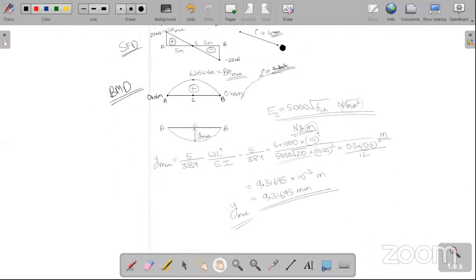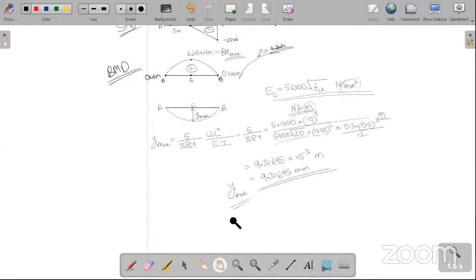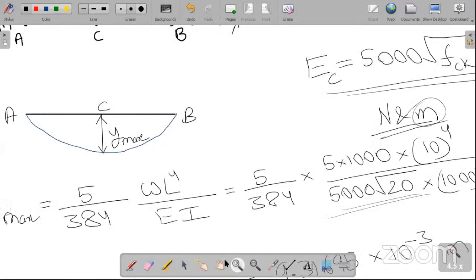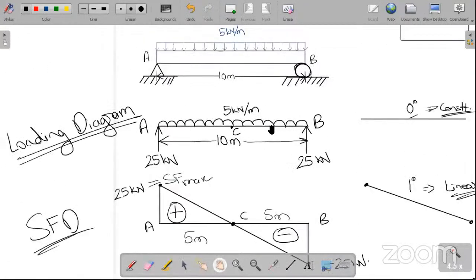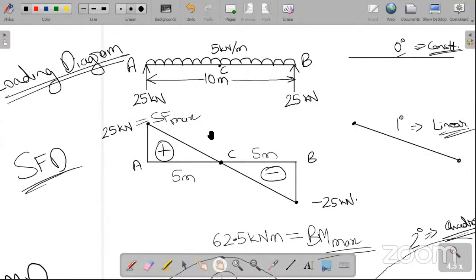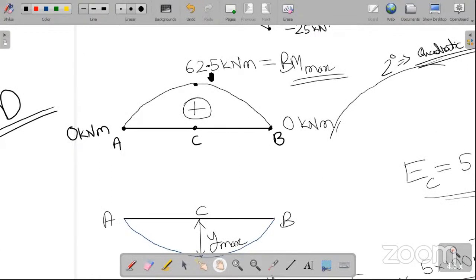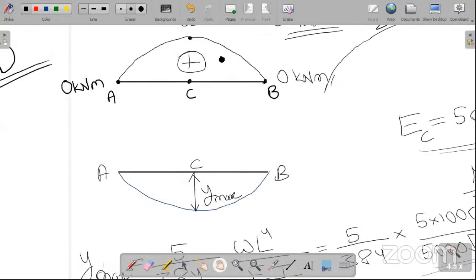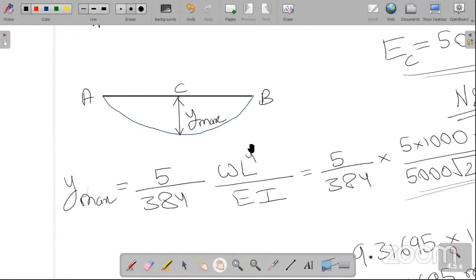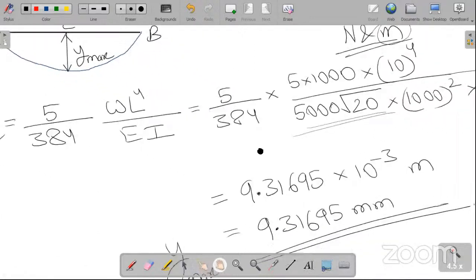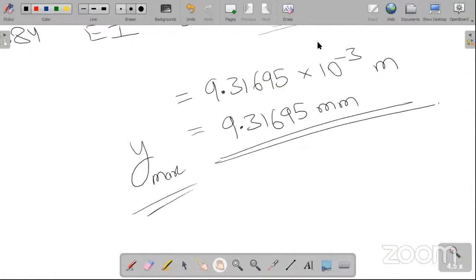We'll see how it affects the whole analysis results. So now see what we have found out in this problem. First was the loading diagram, the free body diagram, then the maximum shear force 25, then the bending moment 62.5, then the maximum deflection, which is 9.31695. Let me know if I'm wrong. I think I've done it correctly and I got the right answer.